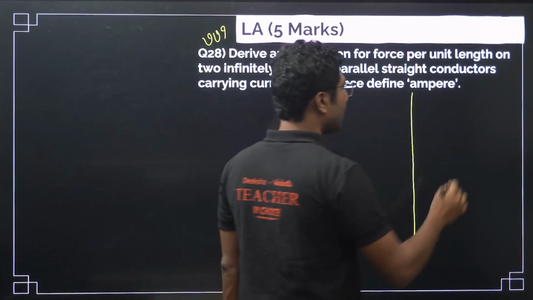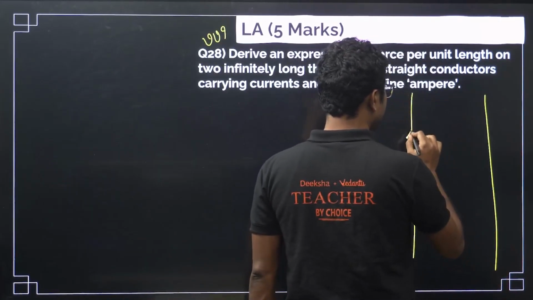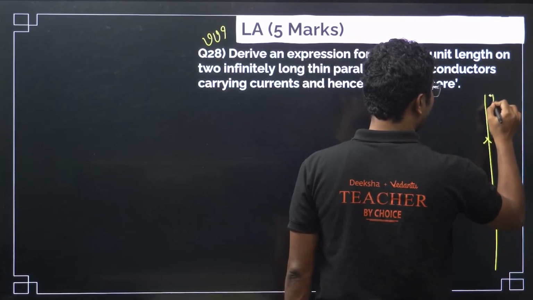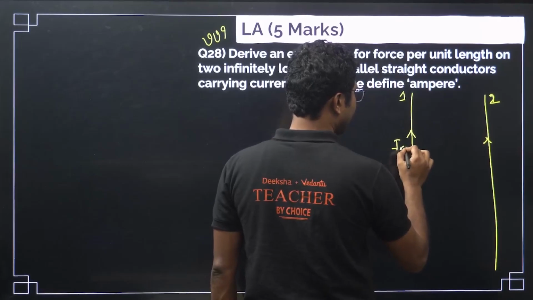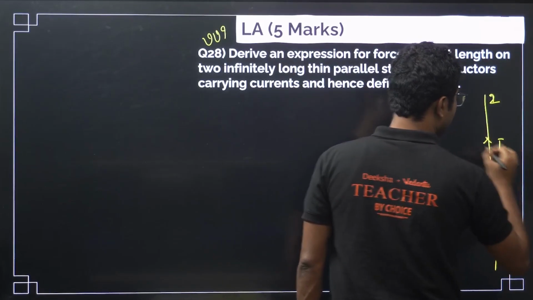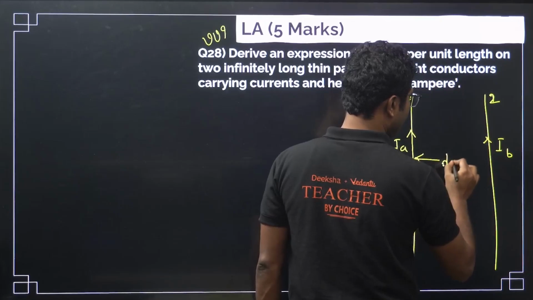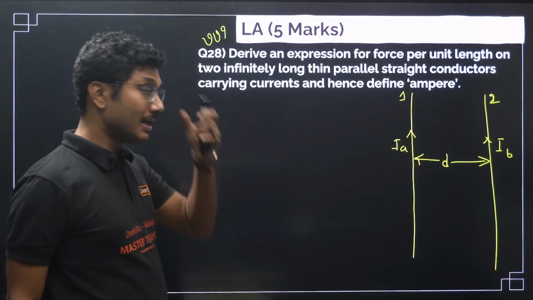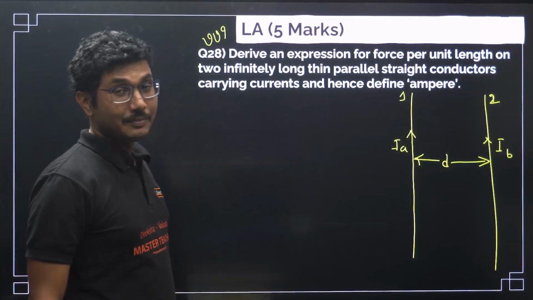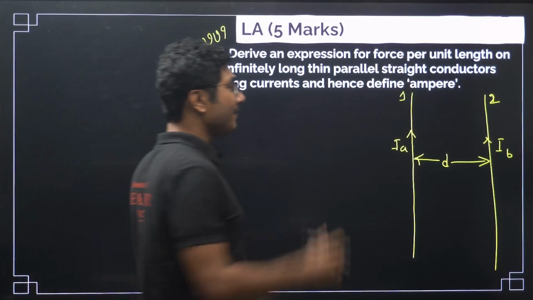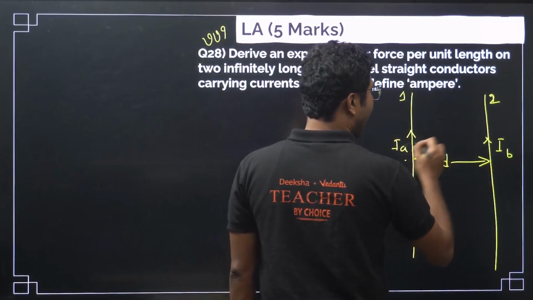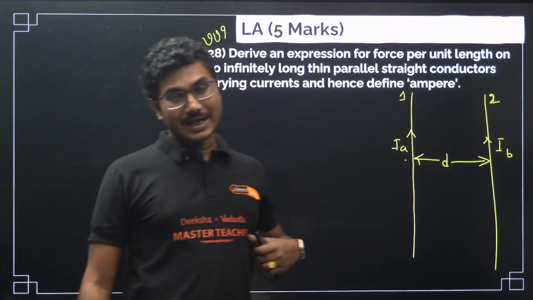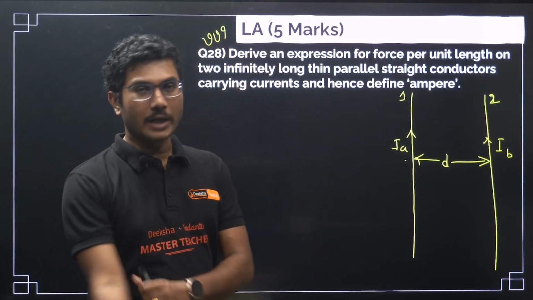Two parallel current carrying conductors. We say this is wire 1, this is wire 2, the current through this is IA, the current through this is IB, and the distance between them is D. First, how do we find the force acting between them? First we will find the magnetic field due to wire 1 at a distance D. Then we will use the formula BIL sin theta. In this case sin theta is again 1.